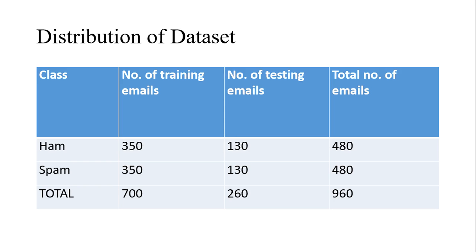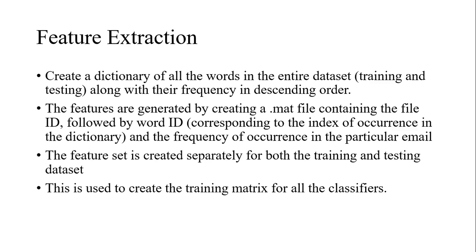This is the distribution of the Ling-Spam dataset. As you can see, it consists of 350 ham and 350 spam emails in the training emails. Here, ham refers to the genuine emails. And in the testing emails, we have 130 ham and 130 spam for a total of 260 emails. And thus, in total, we have 960 emails. 480 of them are ham and 480 of them are spam. Here, the ham and spam are equally distributed across both the training and the testing email dataset.